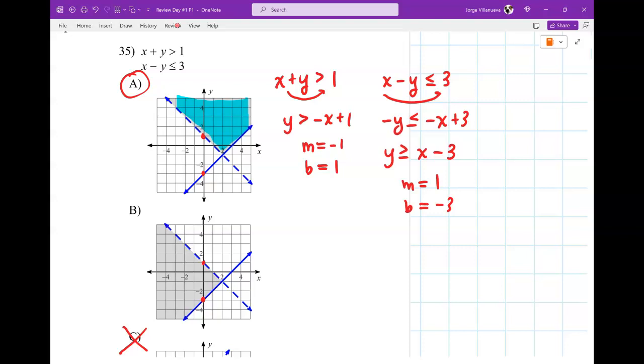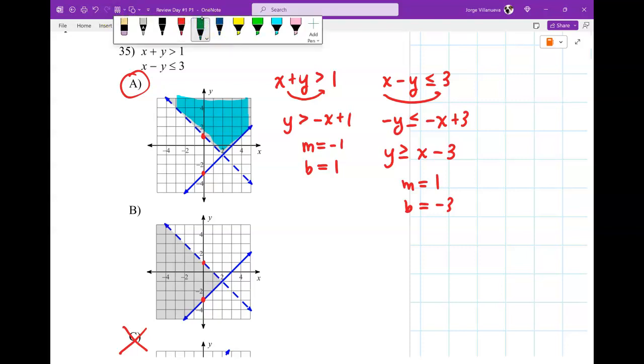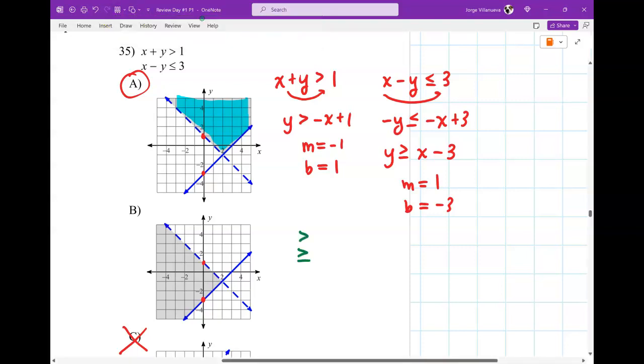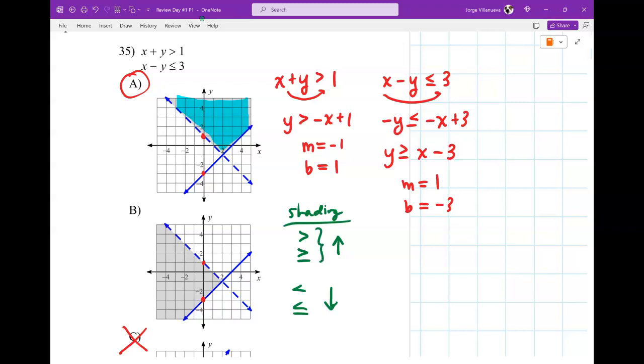So, just a quick note for you guys. Remember, if it says greater than or equal to, you're going to shade up. Less than or equal to, you're going to shade down. Okay? So this is when it comes to shading. So you shade up or down.